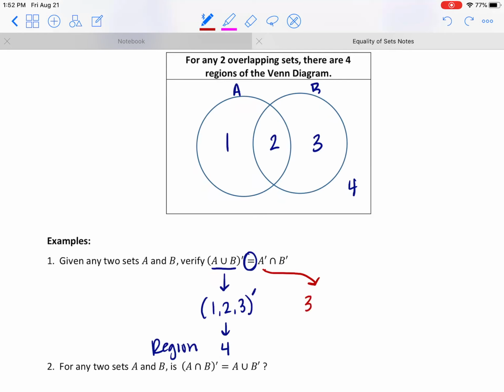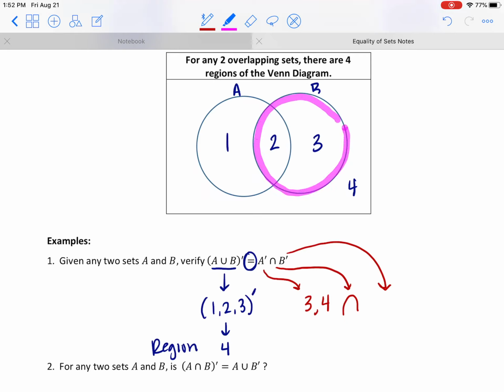And then we're going to find the intersection with those regions, I'm so sorry, the intersection with those regions and those that are in the complement of B. So the complement of B. So B includes regions 2 and 3. The complement then would be 1 and 4. So 1 and 4 are over here.